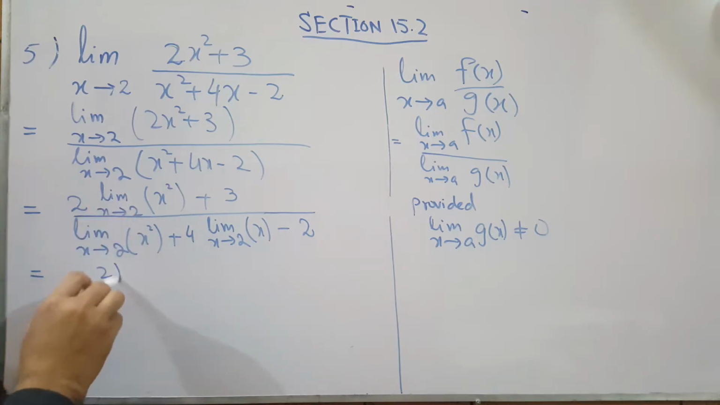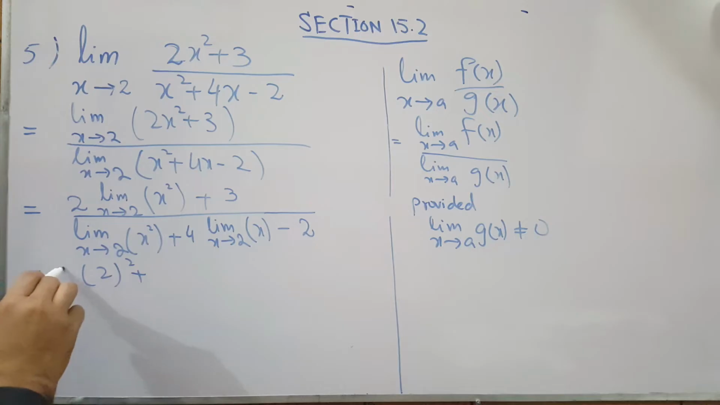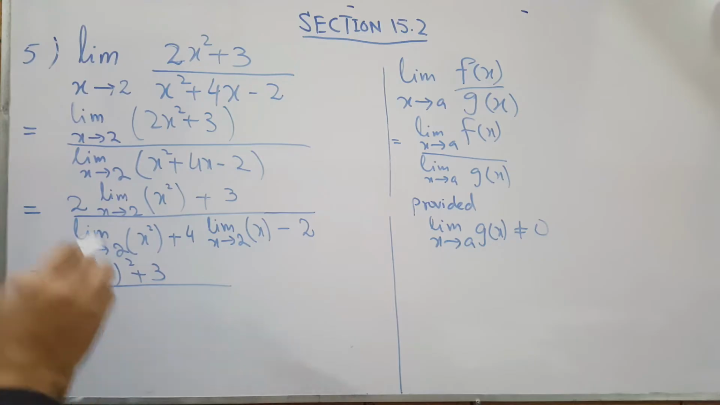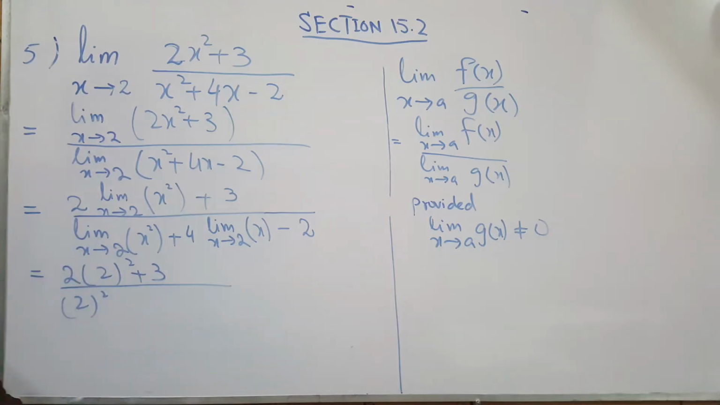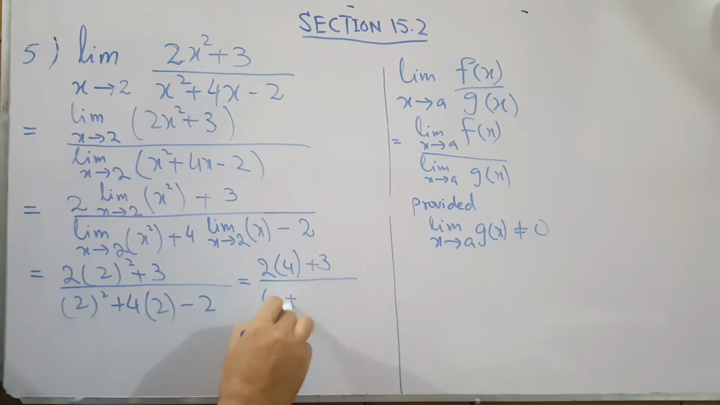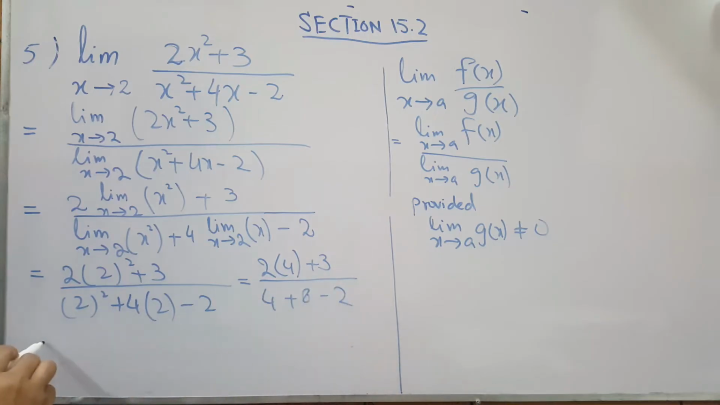Now if you apply the limit, 2 times the square of 2, plus 3, over the square of 2 plus 4 times 2 minus 2. You simplify this: 2 times 4 plus 3, and that gives you 4 and 8 and minus 2. And then you simplify them, 8 plus 3 is 11, 12 minus 2 is 10, so that is 11 by 10.